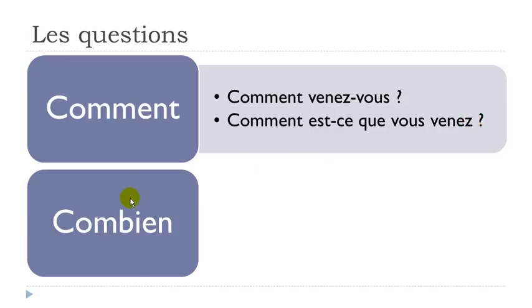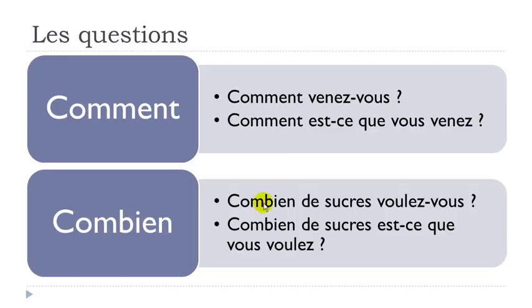And then the last one. Combien? How much? How many? So in French we use this combien, how much or how many. Combien de sucre? Sucre means sugar. And then, voulez-vous, okay, vouloir, to want. So, how much sugar do you want? Combien de sucre voulez-vous?